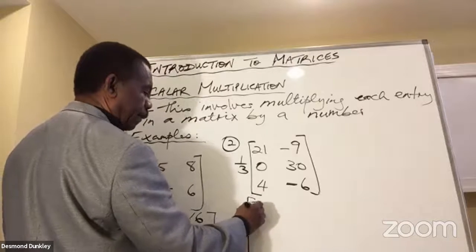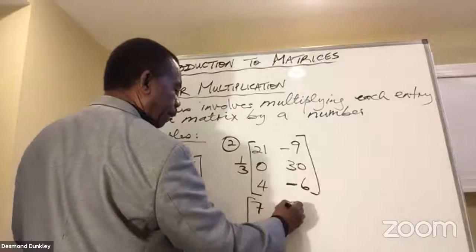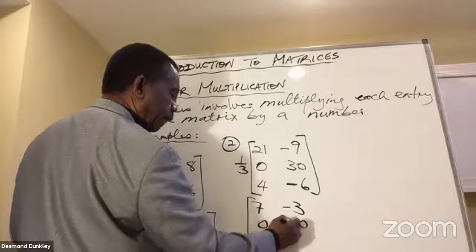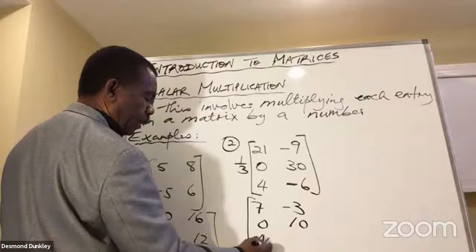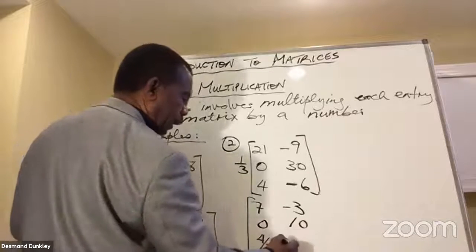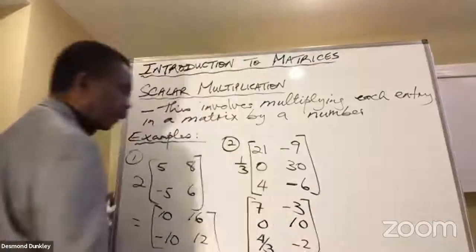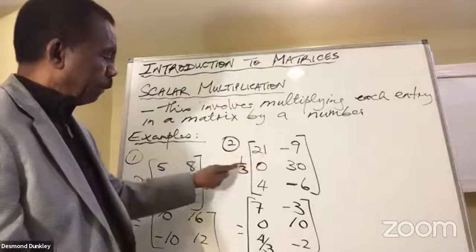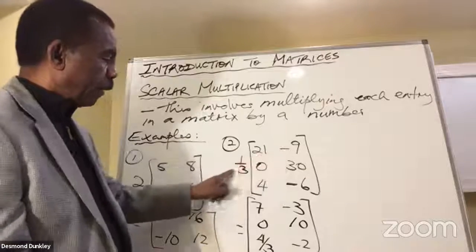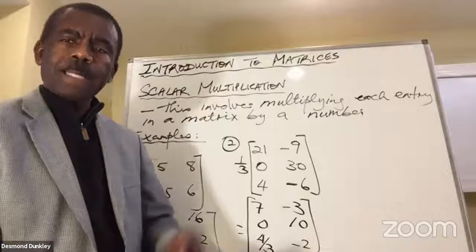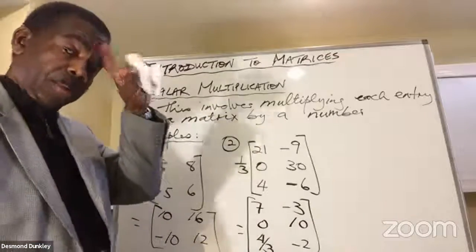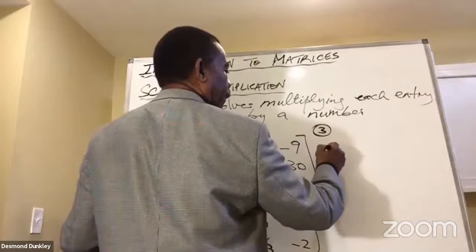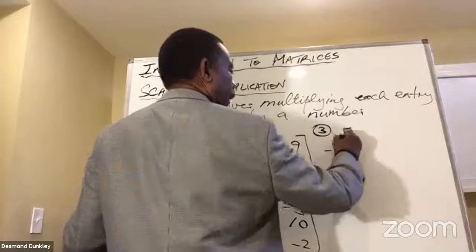That is 7. That is negative 3. This is 0. This is 10. This is 4 over 3. And this is negative 2. All I've done, I've taken each entry and multiplied by 1/3. Multiply by 1/3, multiply by 1/3, all the way through. And that's our result.